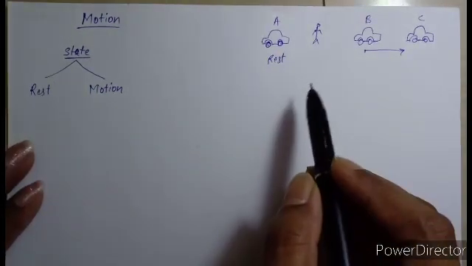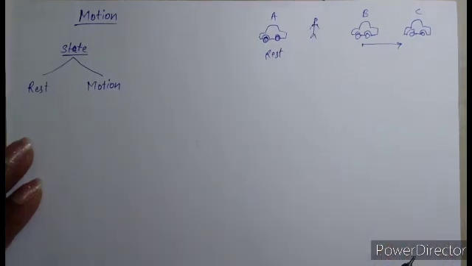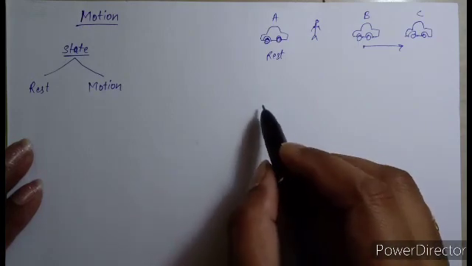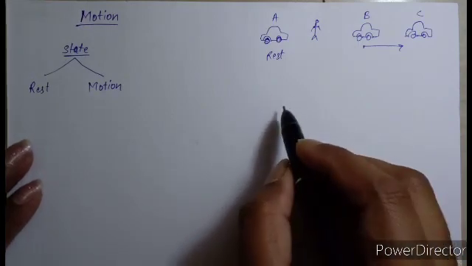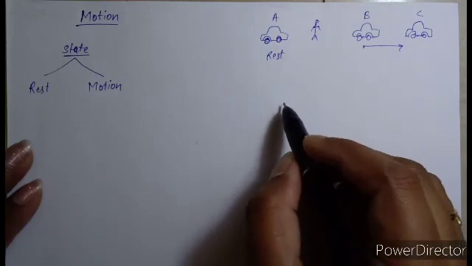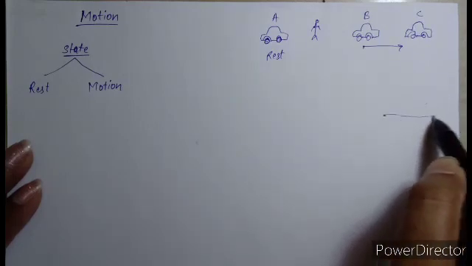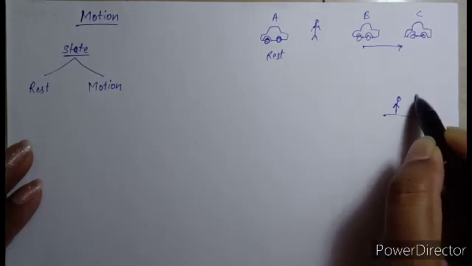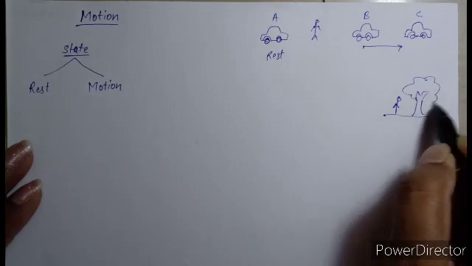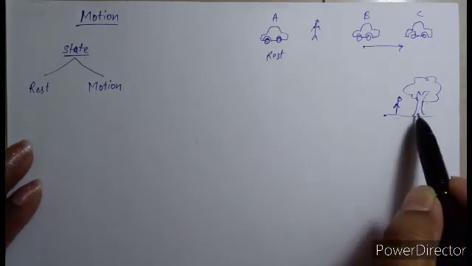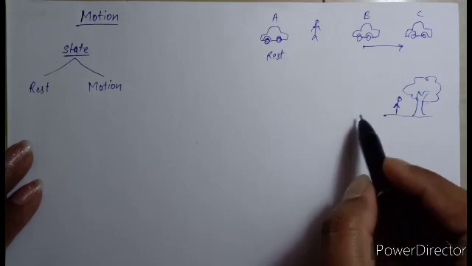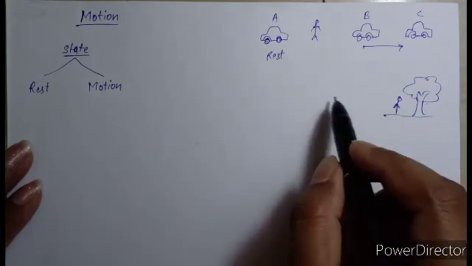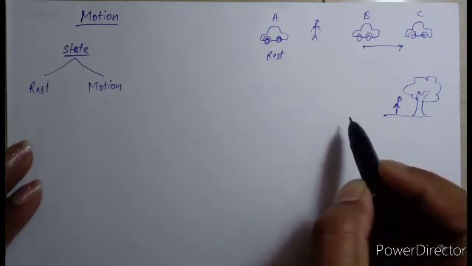It is necessary to take a reference point or an observer because let us take an example. If an observer is standing near a tree, then according to him the tree is at rest. And if a car passes by the observer, then he will say that the car is in motion.